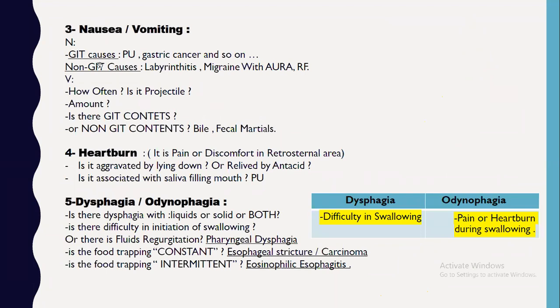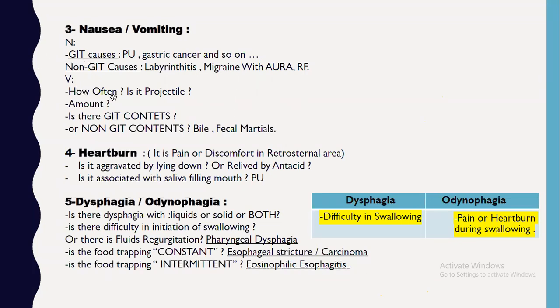Nausea and vomiting. Nausea, as causes, GIT causes, we have peptic ulcer, gastric cancer, and so on. Non-GIT causes: labyrinthitis, migraine with aura, renal failure. Okay, this is for nausea. GIT causes and non-GIT causes. You must know, I did not give you all the causes. I just give you some of the causes. At the end of the lecture, I give you two books. You must go further and read much deeper. تمام. So GIT and non-GIT.